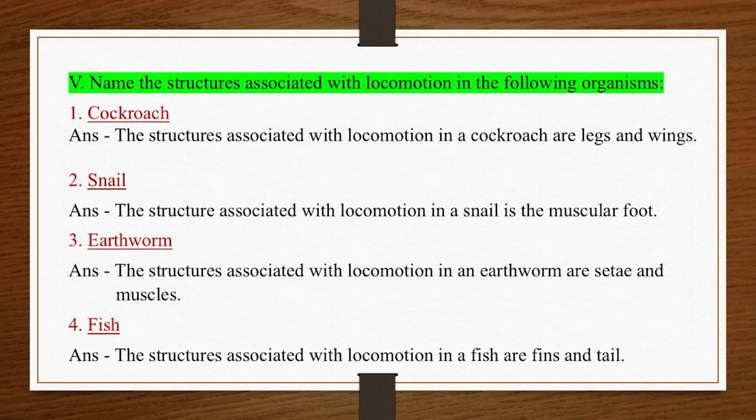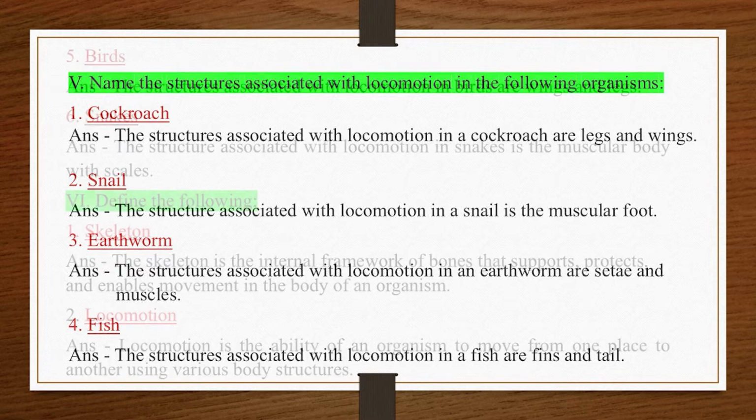5. Name the structures associated with locomotion in the following organisms. 1. Cockroach. Answer: the structures associated with locomotion in a cockroach are legs and wings. 2. Snail. Answer: the structure associated with locomotion in a snail is the muscular foot. 3. Earthworm. Answer: the structures associated with locomotion in an earthworm are setae and muscles. 4. Fish. Answer: the structures associated with locomotion in a fish are fins and tail.